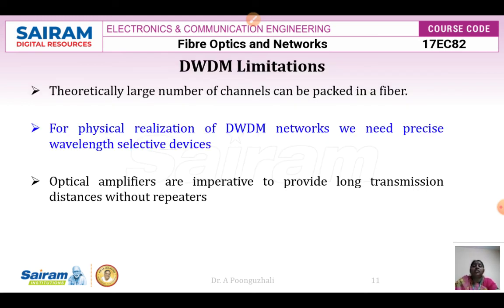The limitations of dense wavelength division multiplexing are as follows. A large number of channels can be packed in a fiber. When I physically realize a DWDM network, we need precise wavelength selective devices. Optical amplifiers should be used to provide long transmission distances, so long transmission distances can be achieved without using repeaters. So these are the dense wavelength division multiplexing limitations. Thank you.